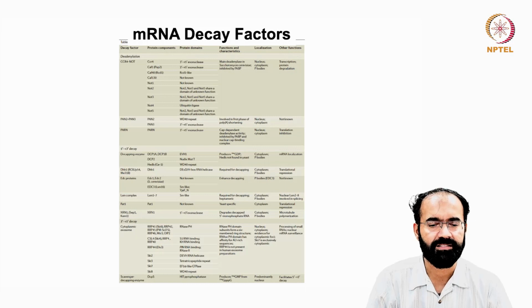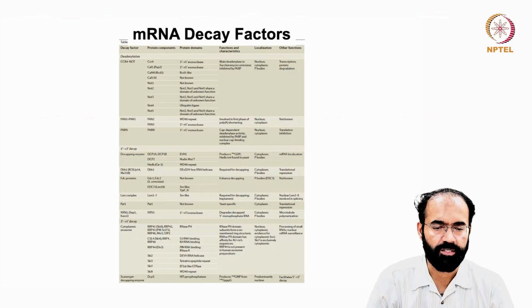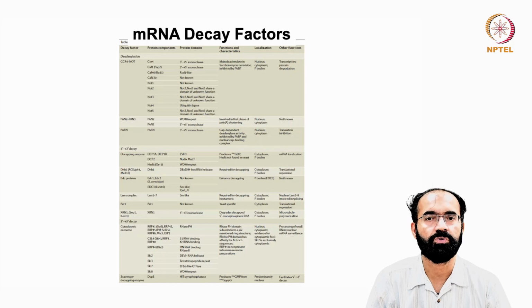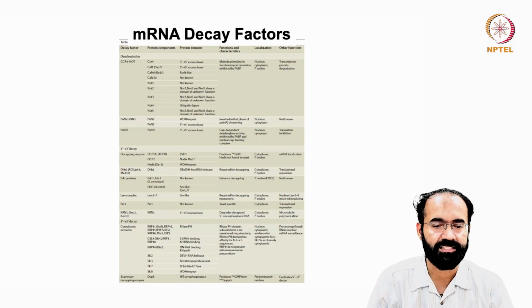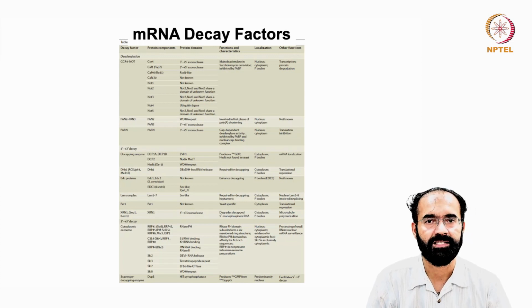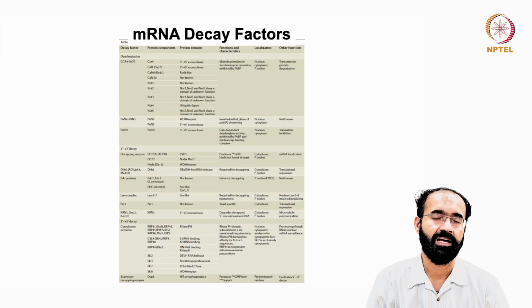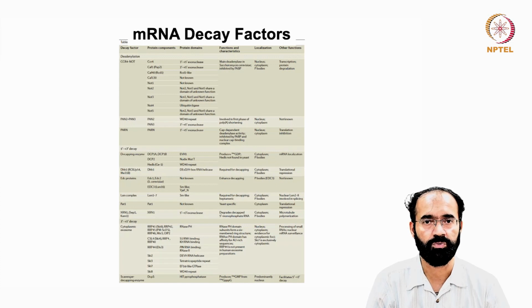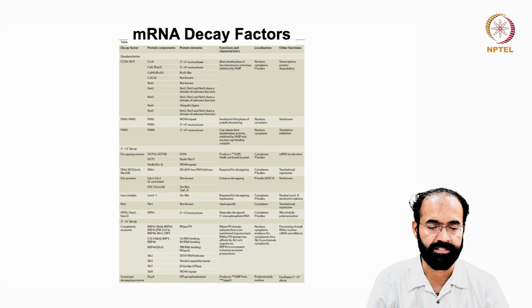This is a complex slide. Don't worry about it, because our purpose is not to go into detail. Of course, you can see these factors in detail, but the important thing is to sensitize you that the mRNA decay factors are not just one or two or three or four. There are so many. They are in hundreds, and a lot of them are listed here.